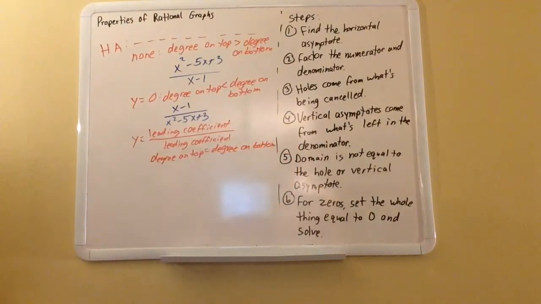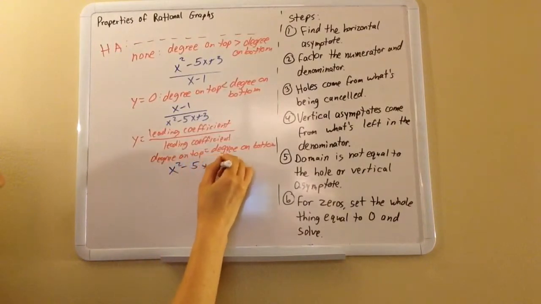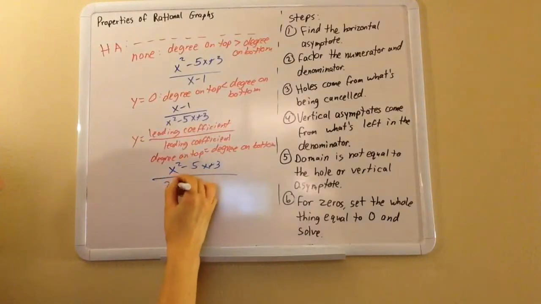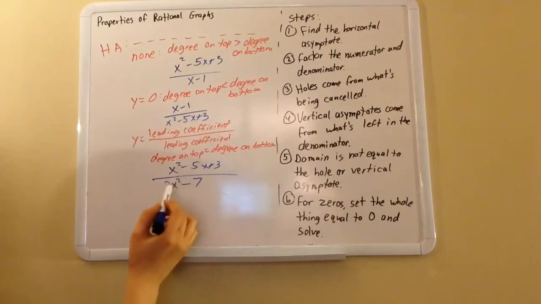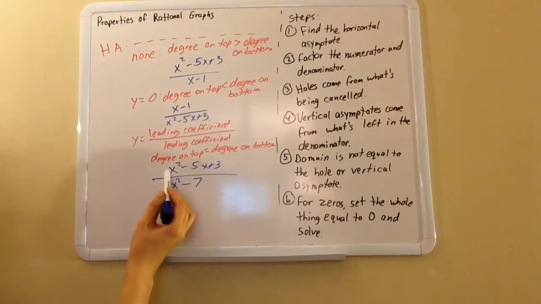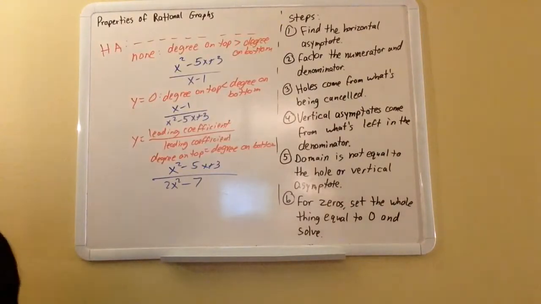I can show you this part too. If you had x squared minus 5x plus 3 over 2x squared minus 7, it's leading coefficient divided by leading coefficient. Because the degrees are the same on the top and on the bottom, you just divide the leading coefficients. So 1 divided by 2, so y equals 1/2 would be my horizontal asymptote. So that's the horizontal asymptote.